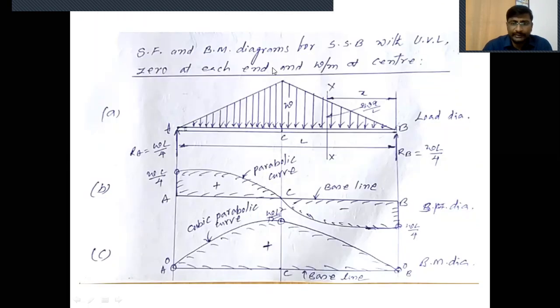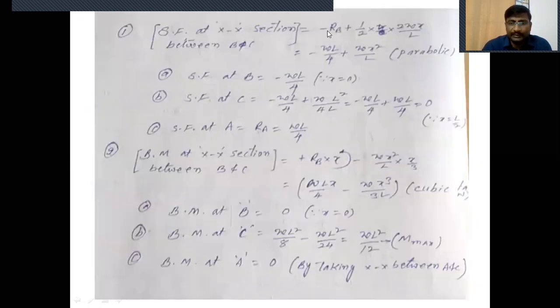Let us do the shear force at the x-axis section between B and C. Already I explained that between B and C, minus RB is in upward direction, and half into x into 2wx by L is the small triangle area. Therefore, wx squared by 4L minus WL by 4 is parabolic, because it varies along with x squared. After substituting x is equal to 0, we get the shear force at B, that is minus WL by 4.